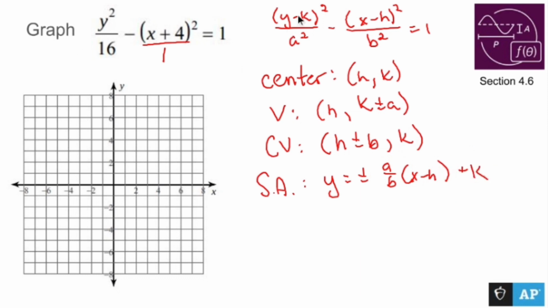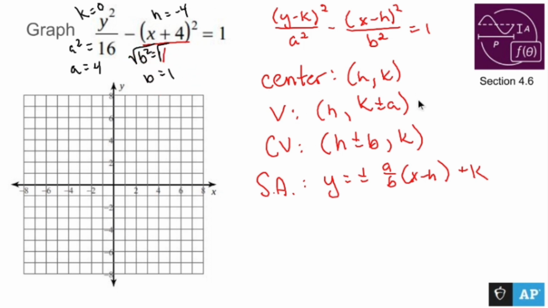Let's label what we can label and compare what we can compare. y minus k up here with just a y. What does that mean? That means k is 0, because it would be y minus k in parentheses, so y minus 0, and k is 0. If a squared is 16, then a is 4, because you just square root everything. Now we have x minus h equals x plus 4. Does that mean h is 4? Nope, that means h is negative 4. Do be careful. B squared, when I square root everything, is going to give me a b of 1.